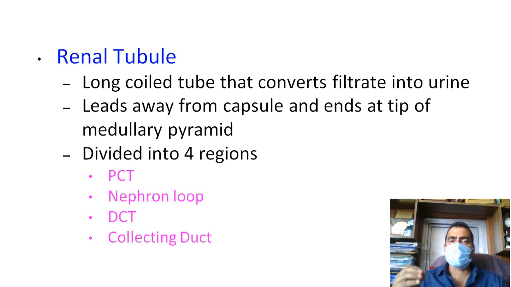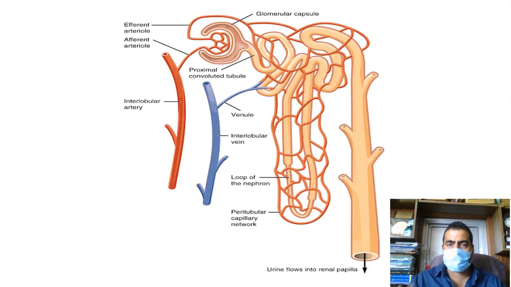The renal tubule is a long coiled tube that converts filtrate into urine. All the filtrate coming out through Bowman's capsule is converted into urine in the renal tubule. This leads away from the capsule and ends at the tip of the medullary pyramids, and it is divided into four regions: the PCT, proximal convoluted tubule, then the nephron loop, then the DCT, and then the collecting ducts.